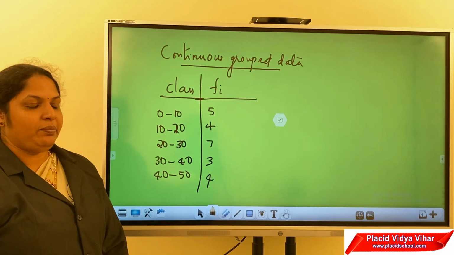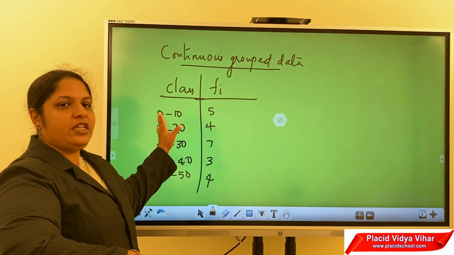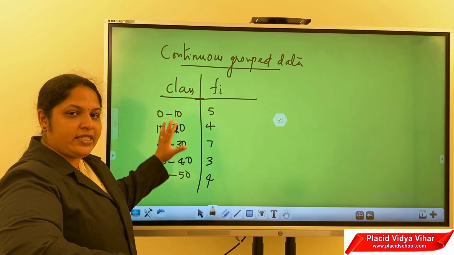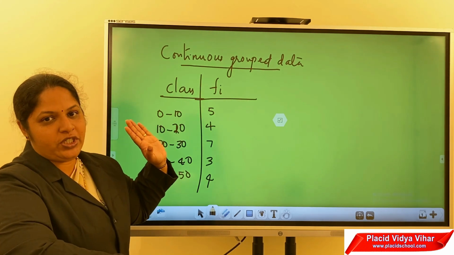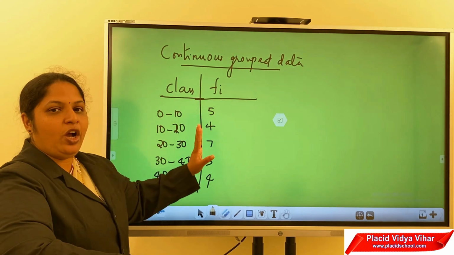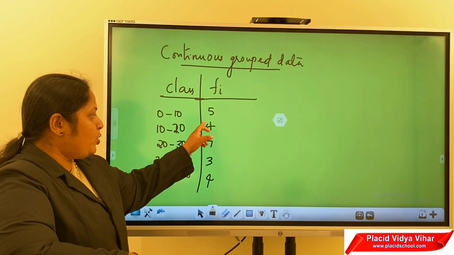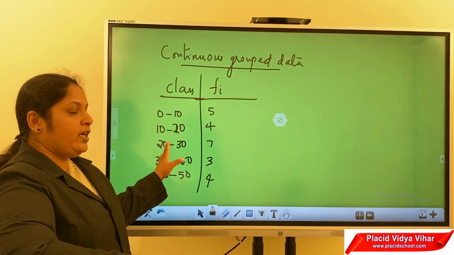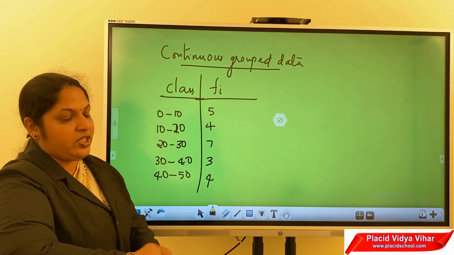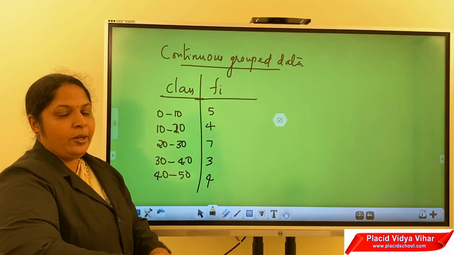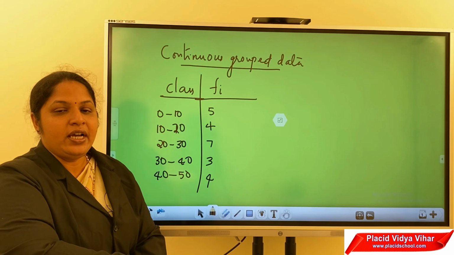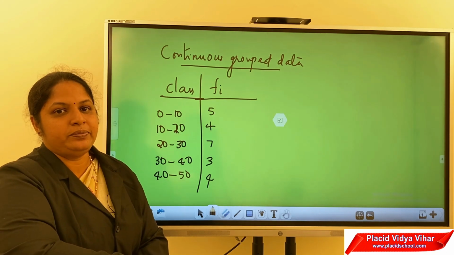What does this frequency mean? That means between 0 and 10, in this particular set of data, there are 5 observations. Between 10 and 20, how many observations are there? 4 observations. Similarly, between 20 and 30, you'll have 7 observations. That is what this frequency means. This type of data is known as continuous grouped data.